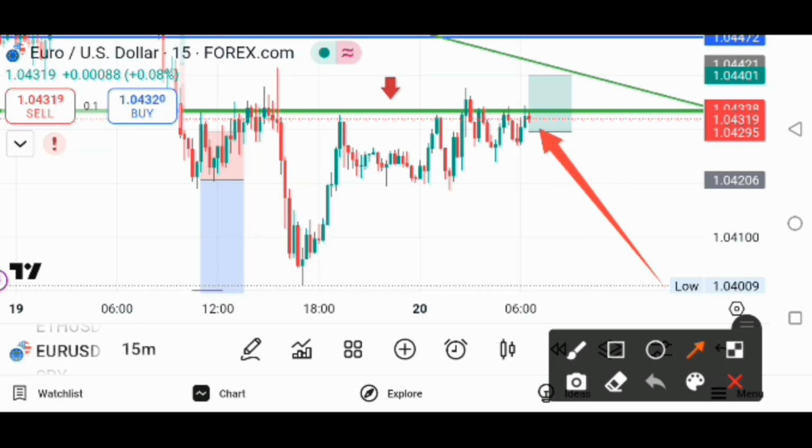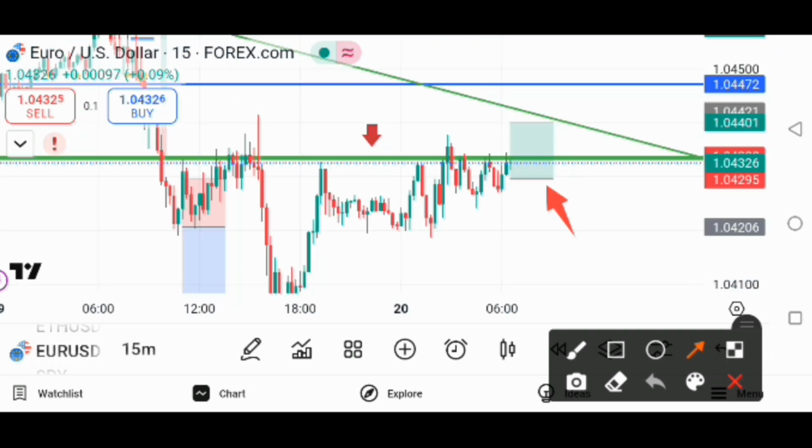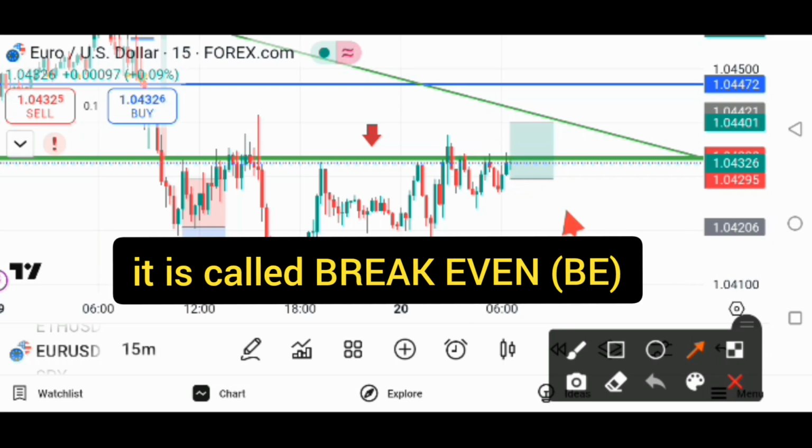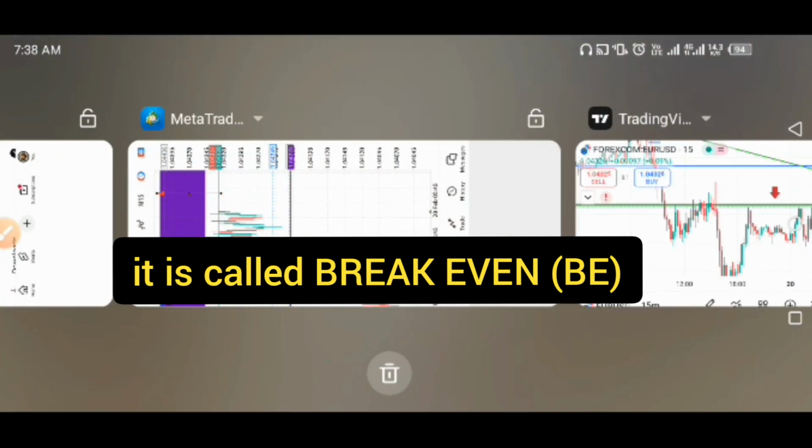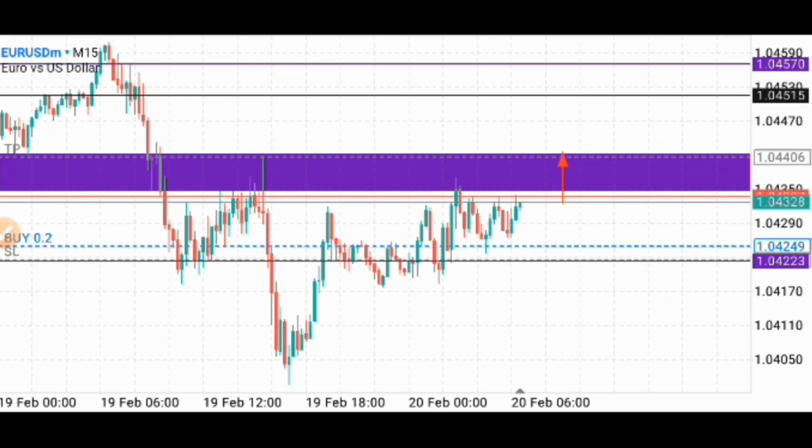So I have adjusted from, you can see this level, that's where the current market is. So on this trade, there is no loss again. I've taken the stop loss to the point of entry, so there's no loss, it's a free trade. What I did here is just called break even. Let me show you on MetaTrader 5.